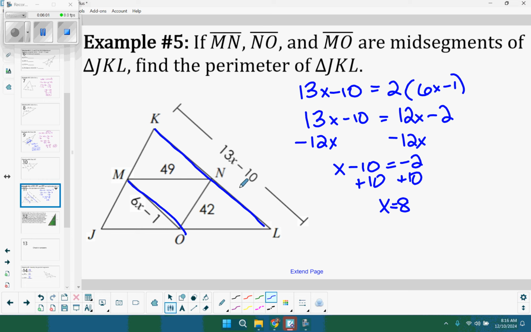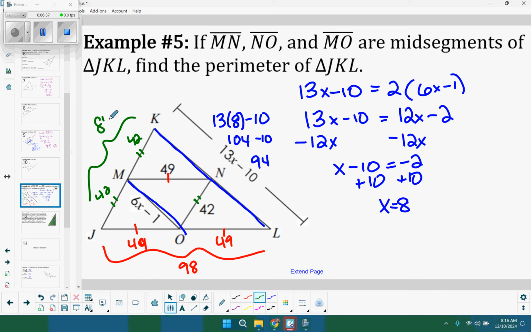And if I plug x is 8 back in over here, that's going to be 13 times 8 minus 10. That's 104 minus 10. We get 94. Just make sure my math checks out. I think we're good. So this side is really 94. I need to know this side. We knew this, this, and this were all the same. So this side was really 98. And we knew this, this, and this were all the same. So this whole side was 84.